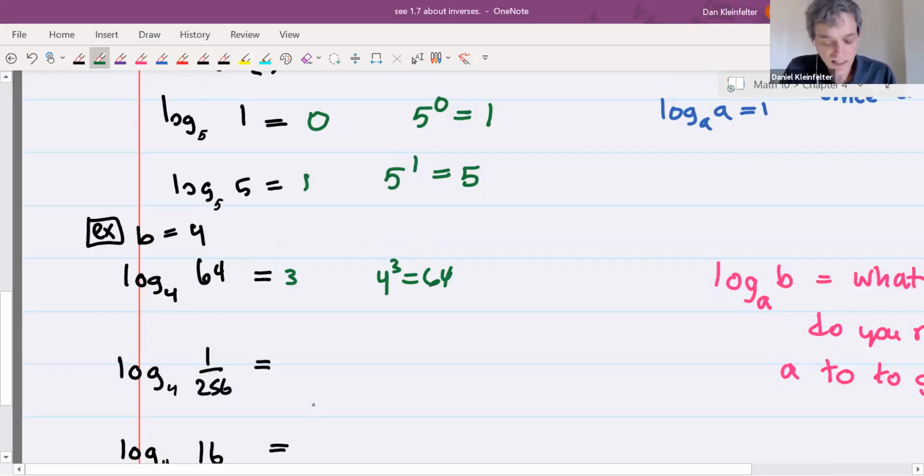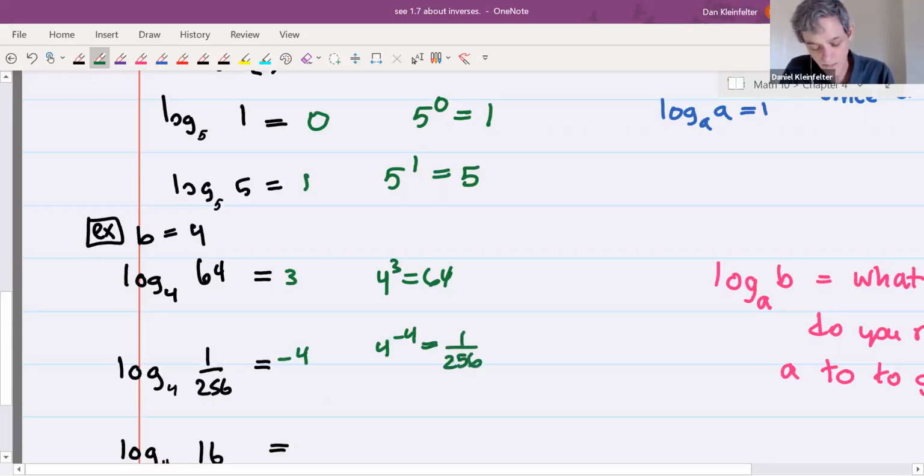Okay, for 256, that might be a little bit harder. 4 squared is 16. 4 cubed is 64. 4 to the fourth power is 256. So it's going to have to be negative 4 because it's in the denominator.